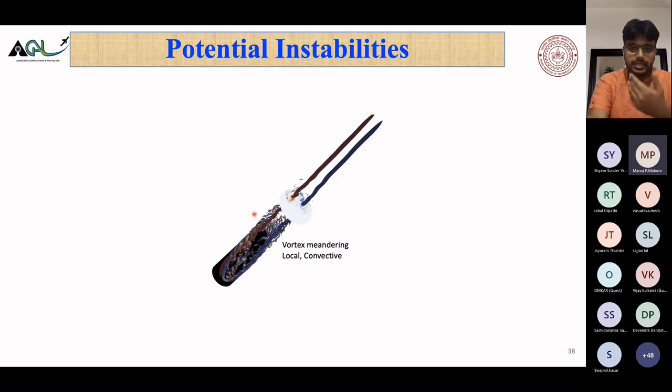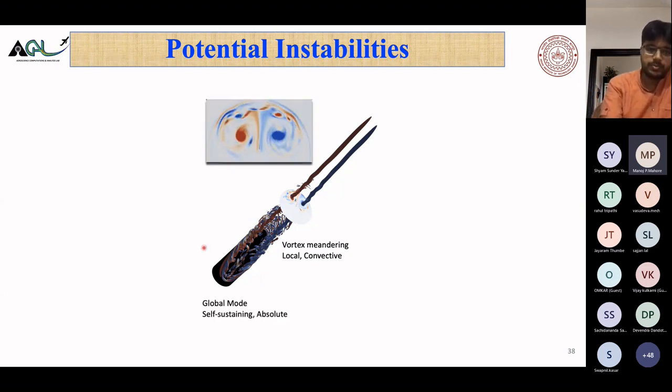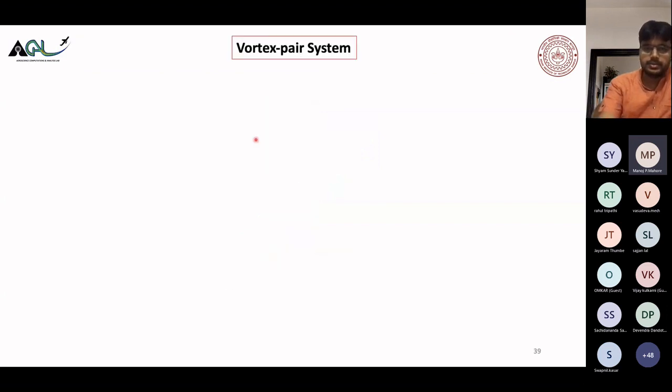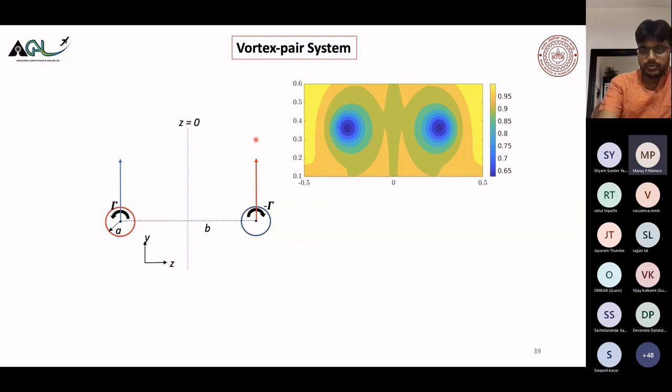I discussed earlier that there are different kinds of instability that you can study. One is the meandering of the vortex that we just discussed, which is a convective, local instability. The second is the global mode. You can also have instabilities on the base, the three-dimensional stability. We'll not be discussing the three-dimensional stability today. We'll only be discussing the stability of the vortex meandering.